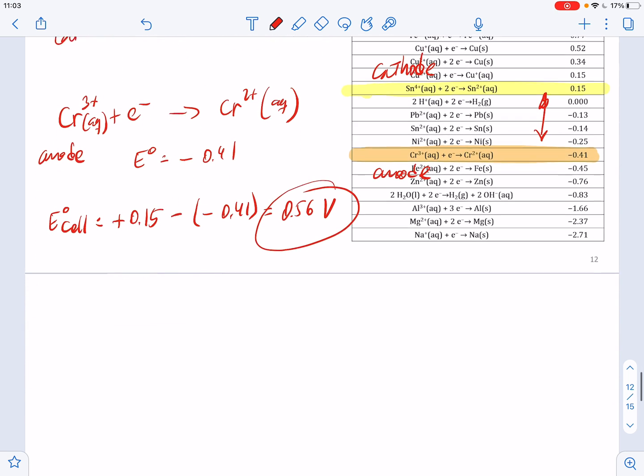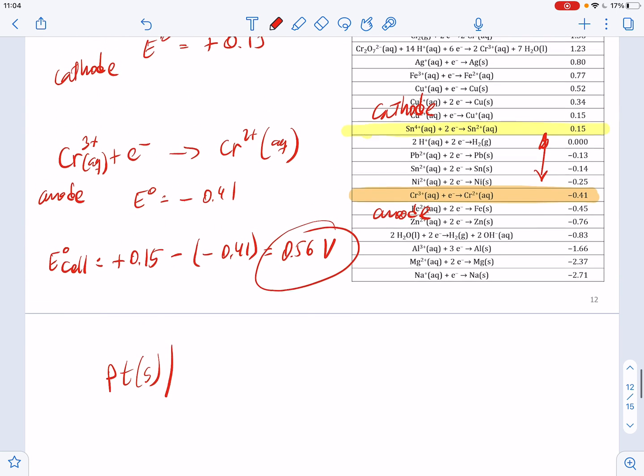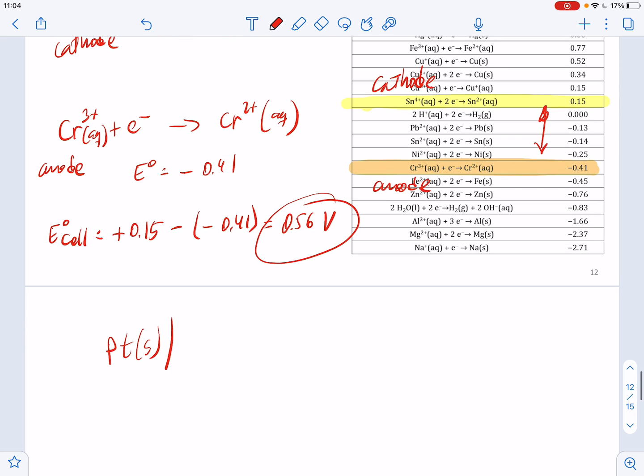So in this particular case, we can use platinum to provide that surface. And the platinum here is immersed in a solution containing chromium 3 plus and chromium 2 plus. Okay, they are in the same phase, so no need for a vertical bar, you use just a comma. Okay, so those two substances are contained in the same solution.